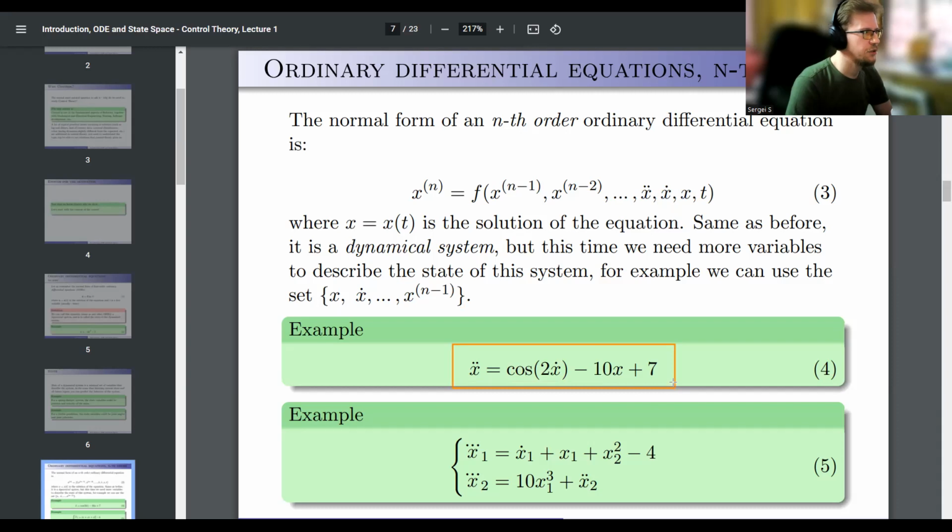Okay, so let's give an example. Here's a dynamical system. Again, scalar, ODE, second order. This is again a normal form. In the normal form, the highest order derivative is on the left-hand side. Okay. So what are the state variables for this equation 4? I would propose the state variables here would be x dot and x. Again, why? Because they would allow you to solve the Cauchy problem.